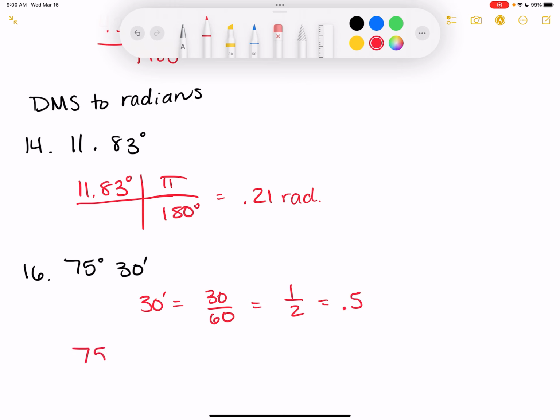So it's always 60 for minutes. And then seconds, if you're converting from degrees to seconds, it's 3,600. But you can always go to minutes and then to seconds if you want, or vice versa. So the 75.5 degrees times pi over 180 is equal to 1.3 radians.